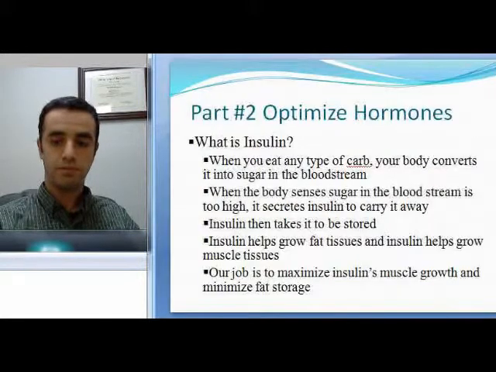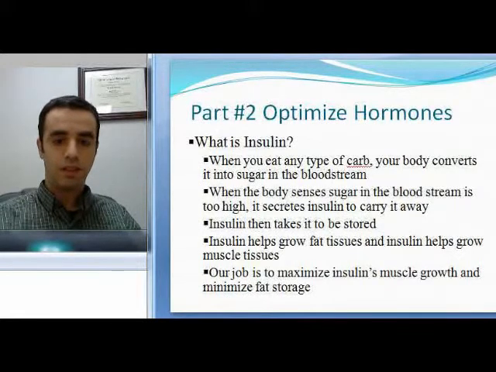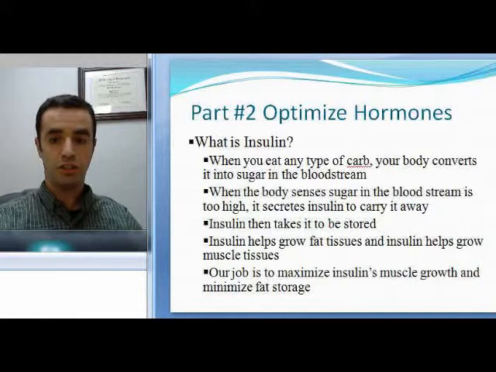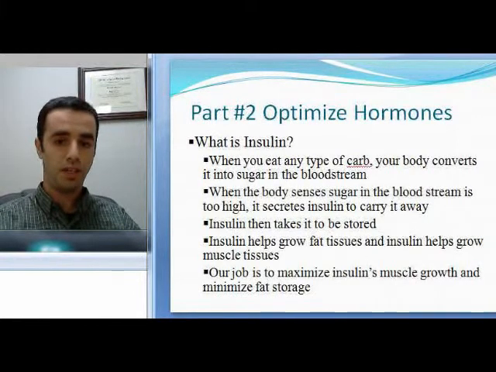So we're moving into part 2, which is optimizing hormones. And first we're going to talk about insulin, and you might recognize that from people who have diabetes. They have an impairment of insulin metabolism, but insulin is actually for everyone. And when anyone eats any type of carbohydrate, and it doesn't matter what type of carb it is, it could be just a simple sugar, it could be a white bread or a white pasta, or it could be a whole grain bread or whole grain pasta, or any type of carb at all.